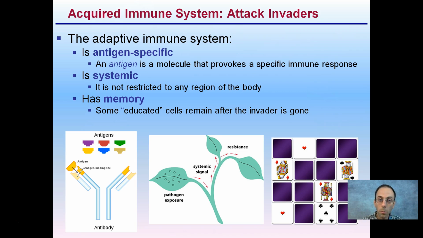Now, in the acquired immune system, this is a systemic process, which means it's not restricted by any region in the body, and this is an example of a plant. We talked about systemic insecticides or systemic products that can go through the plant. Same concept applies to the human body. Not restricted by anywhere, it can travel within the body. And the third component to the acquired or adaptive immune system is the fact that it has memory. It becomes educated cells that remain after the invader is gone. It remembers and is able to recognize certain pathogens.